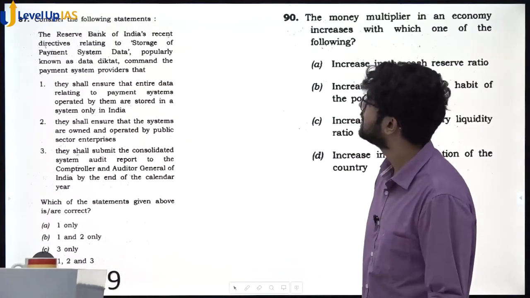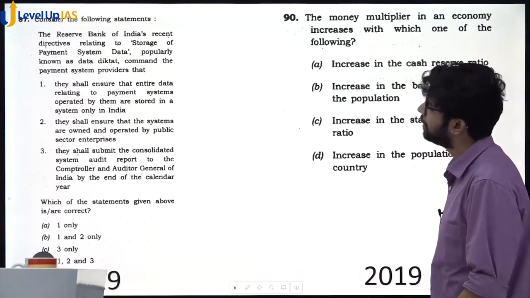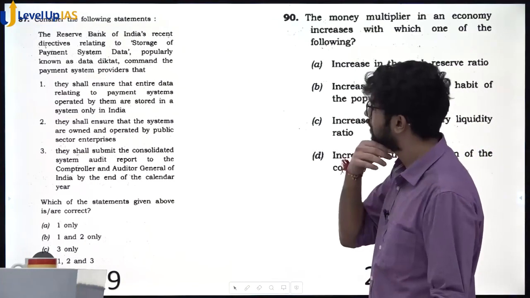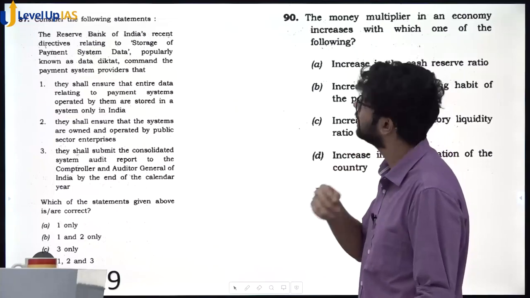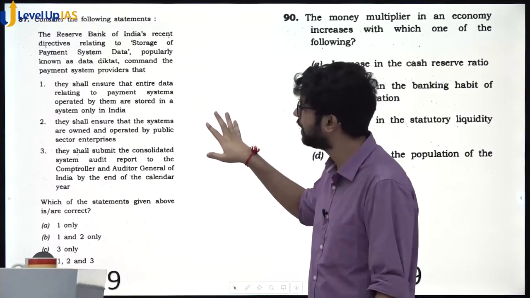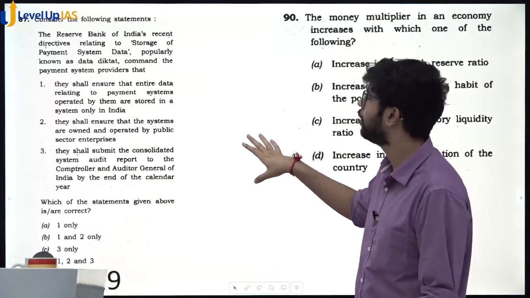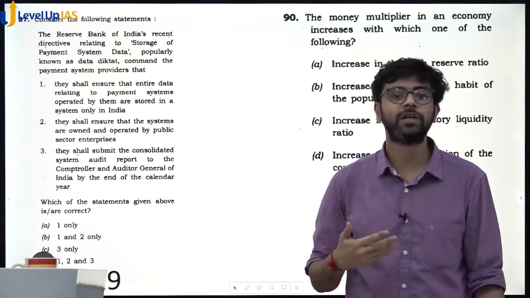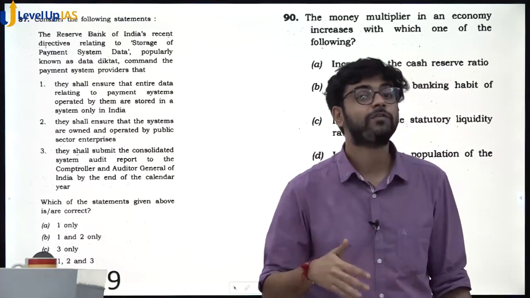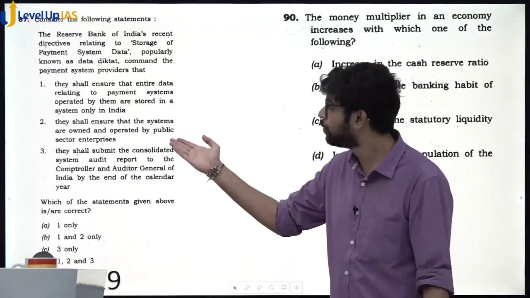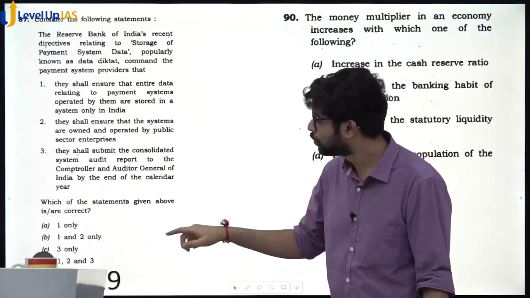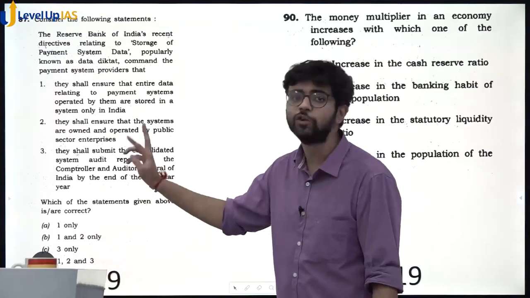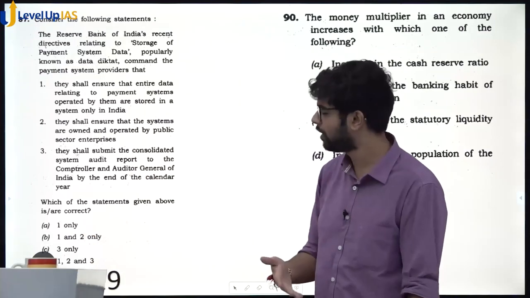The Reserve Bank of India's recent directives relating to storage, popularly known as data diktat, command that the payment systems providers shall ensure that entire data relating to payment systems operated. This is very true. You don't know this, but this is very true. They shall ensure that systems are owned and operated by public sector enterprises. So if you know the budget announcement, we know that we are going for disinvestment, yes or no? We are going for privatization. So how can this be only public sector enterprises? Okay, so two gone, and only three remain or one remain. And we know one is true. I am telling you because you have not read, but it is true.